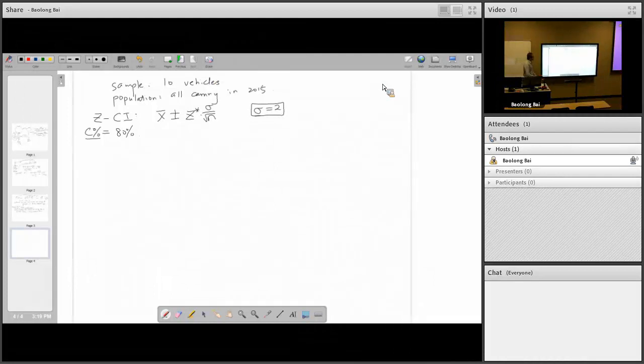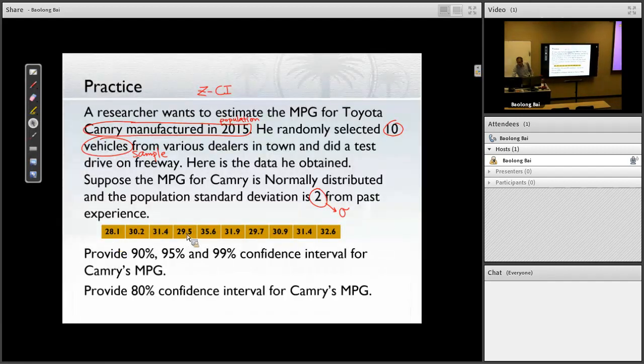Now if you look at the formula, we need 4 items. We need to know what X bar is, what Z star is, what sigma is, and what n is. Some of the things are very obvious. If you understand the sample is 10 vehicles, the sample size n is 10 automatically. Sigma is 2 as given. And X bar will be the sample mean. The sample is provided right here from 28.1 up to 32.6. You have 10 different MPG values for 10 vehicles.